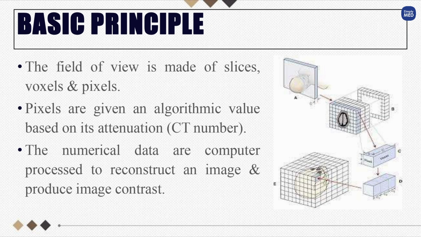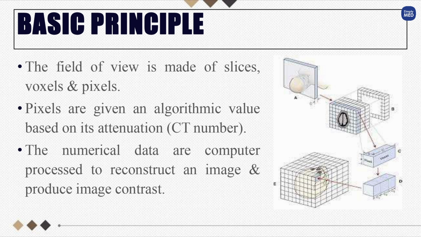So we have the field of view. The field of view is an area of coverage made of slices, voxels, and pixels. The pixels are given an algorithm value, so each pixel will have a value. This is your matrix. This entire thing is your matrix, and each cell inside is a pixel.